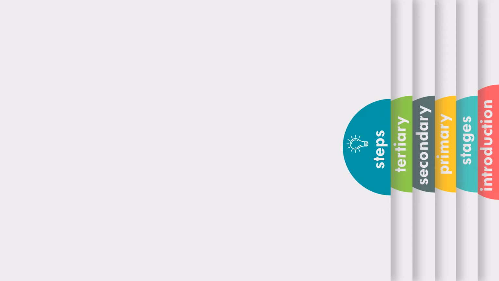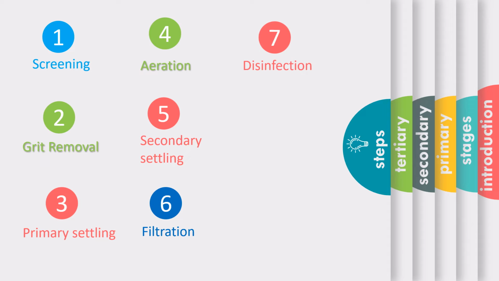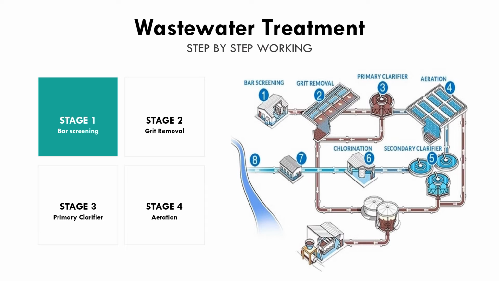Now moving forward towards the steps of wastewater treatment plant, which include screening, grit removal, primary settling, aeration, secondary settling, filtration, disinfection and oxygen uptake. Yes, this is the pictorial representation of a basic wastewater treatment plant. Now let's move on to the step by step working of wastewater treatment plant.